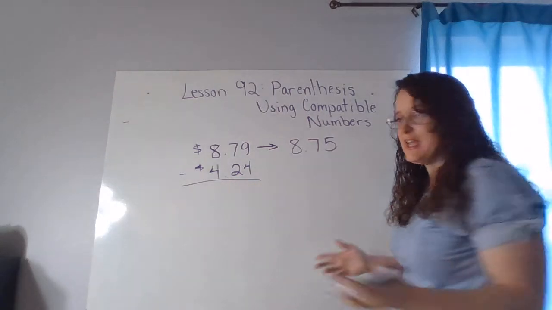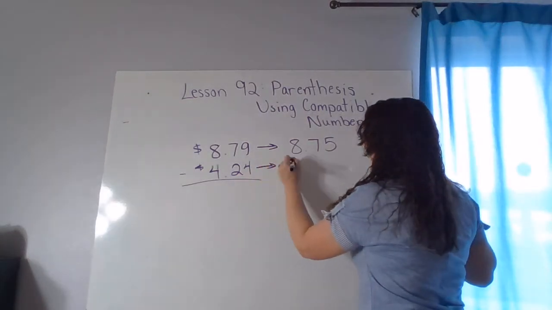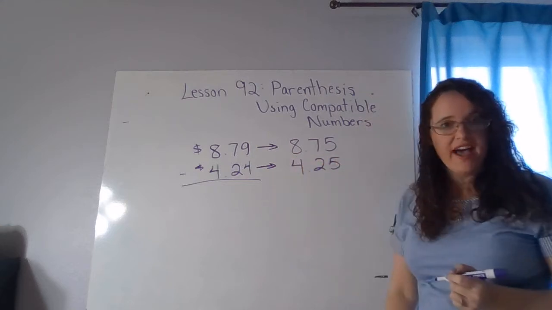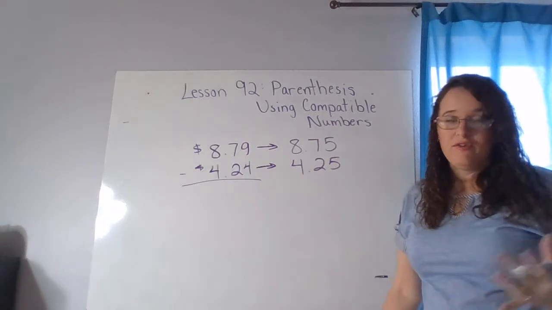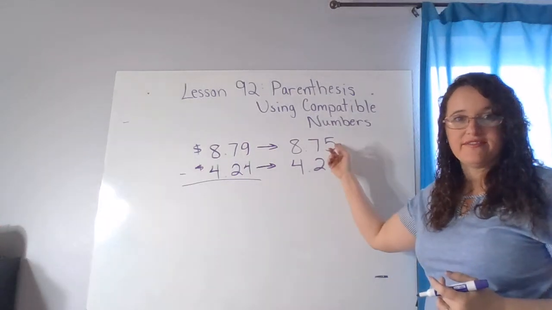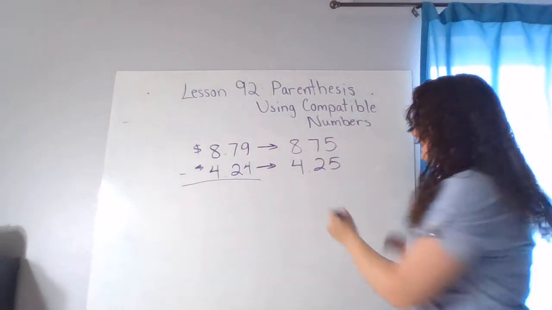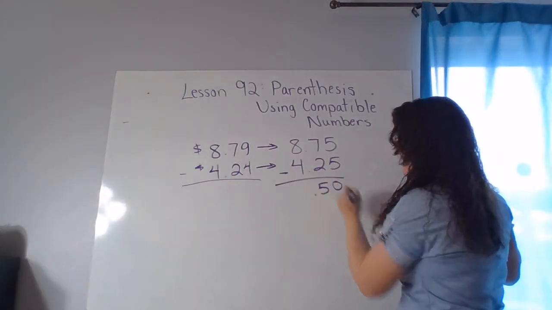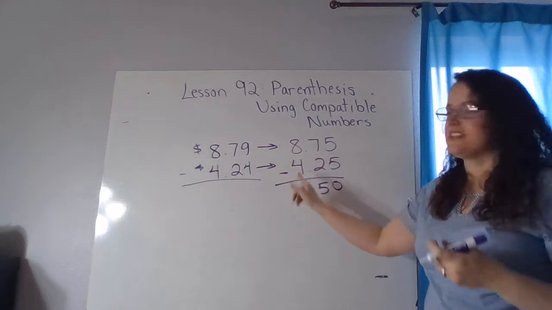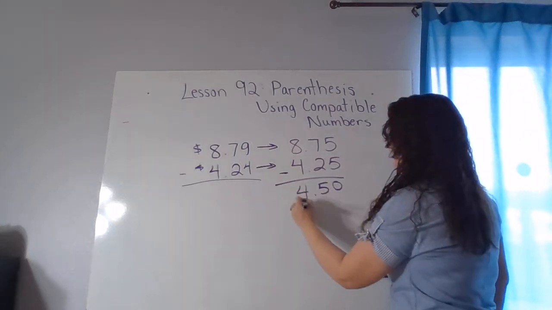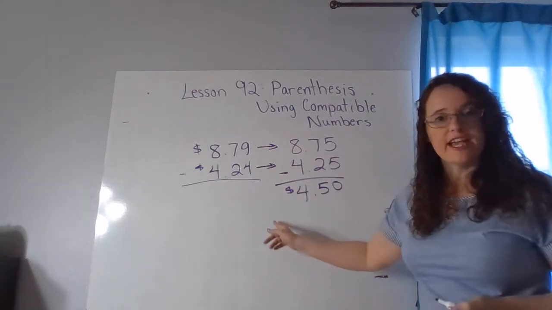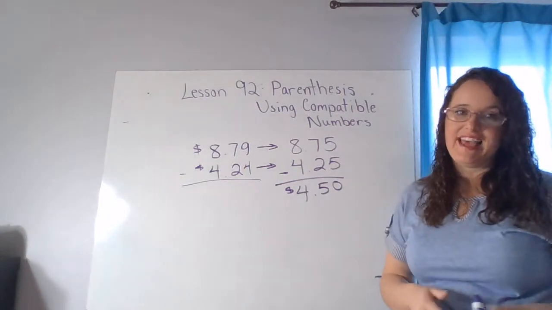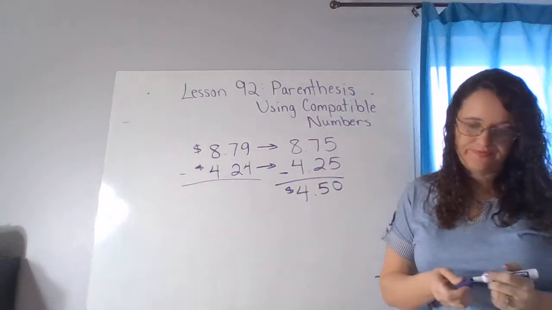4.24, that's only a penny away from 4.25. And now I can do that in my head. If I have 75 cents and I take away a quarter, I know that I'm going to have 50 cents left. If I have $8 and I take away 4, I know I'll have $4 left. So Jasmine will have about $4.50 left after buying her lunch.